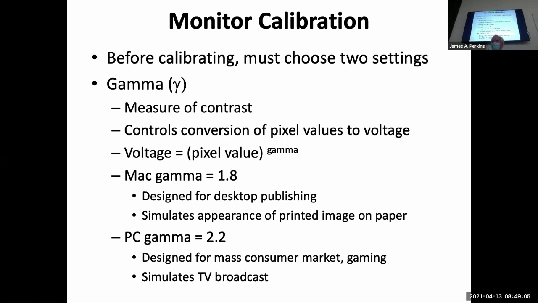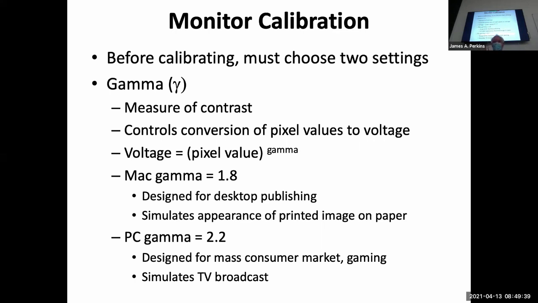So the gamma value, interestingly, is tied very closely to the operating system that you're using on your computer, because it's the operating system that's actually translating pixel values into voltage and sending that information to your monitor. So when the Macintosh computer was first introduced in 1984, it was intended from the very beginning to be a desktop publishing computer. It was meant to be a graphics computer for people to create images that were eventually going to end up in printed form.